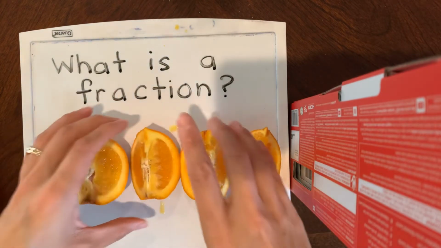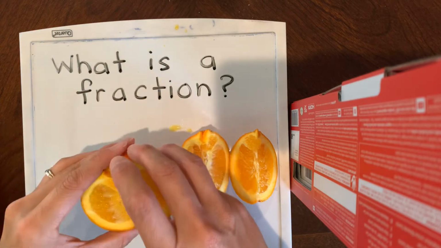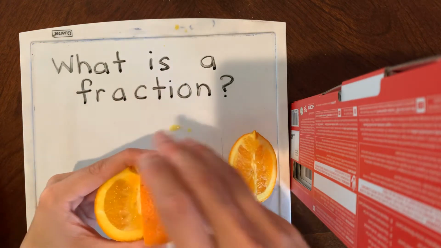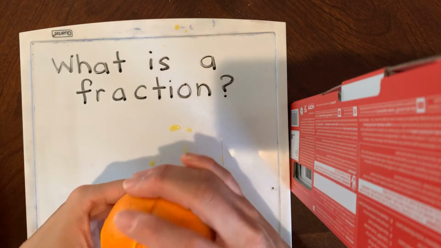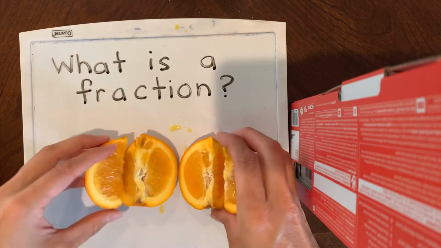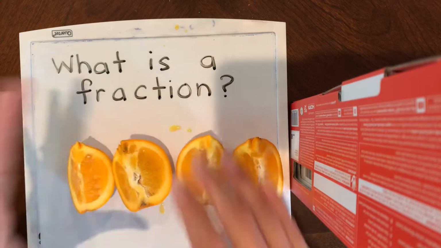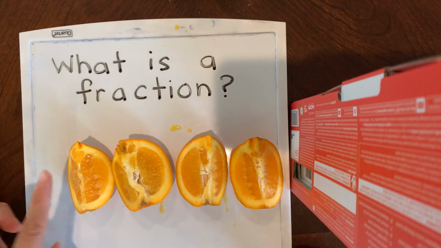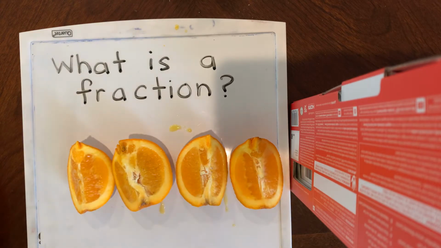And now I've made new parts. I haven't changed what my whole is, because if I put these pieces back together, I'm still going to end up with the orange that I started out with. However, I have divided equal parts, or more equal parts, and I can share with more people. So what is a fraction? A fraction is an equal part of a whole.